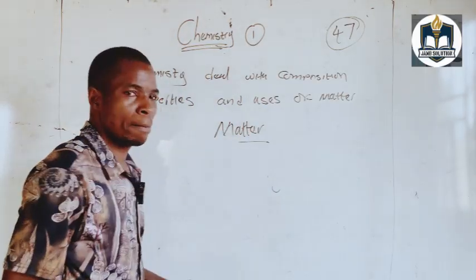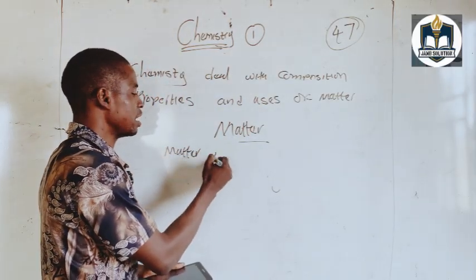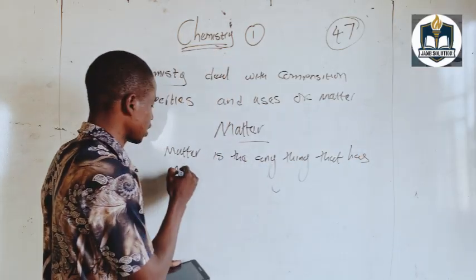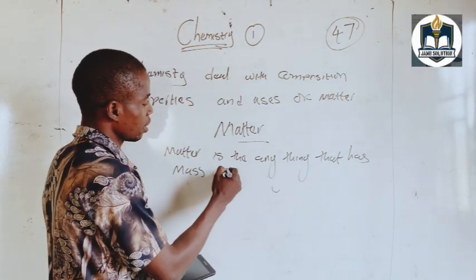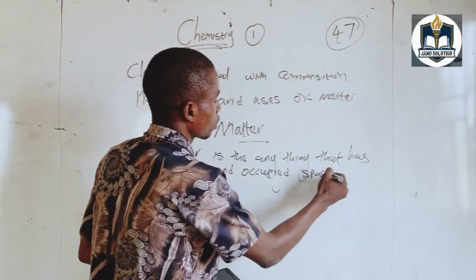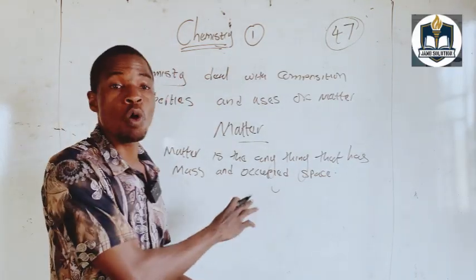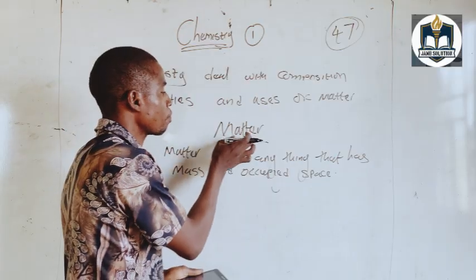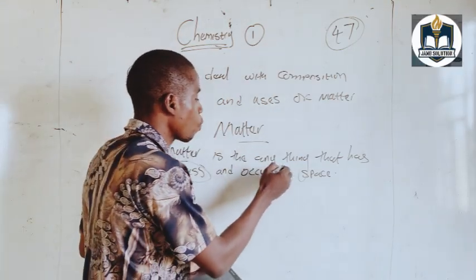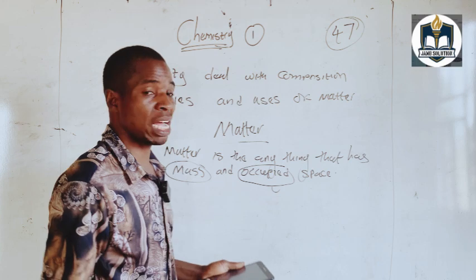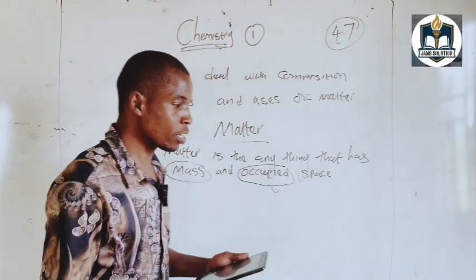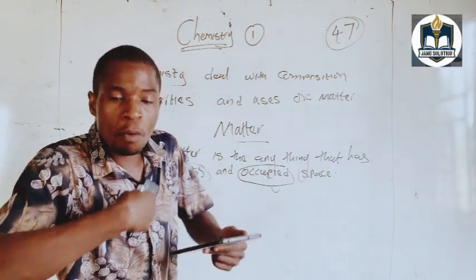Now, what is matter? Matter is anything that has mass and occupies what? Space. Now, what do we mean by that? The key word in this definition of matter is anything that has, number one, mass, and occupies what? Space. Examples of matter: biro, pencil, books, the phone that I am holding, because they have mass. Even myself, I'm matter.